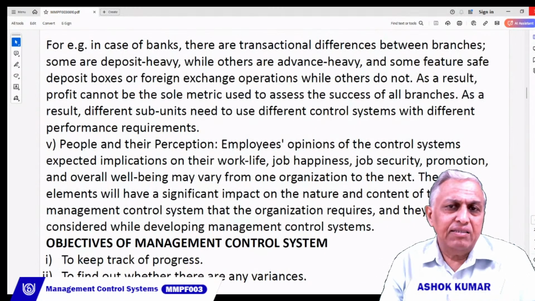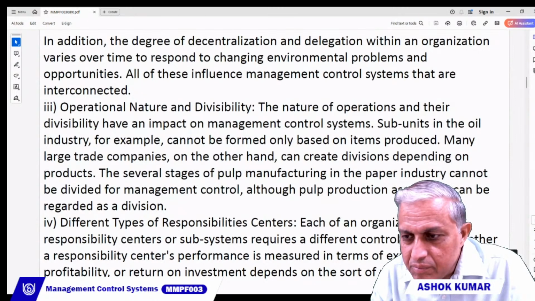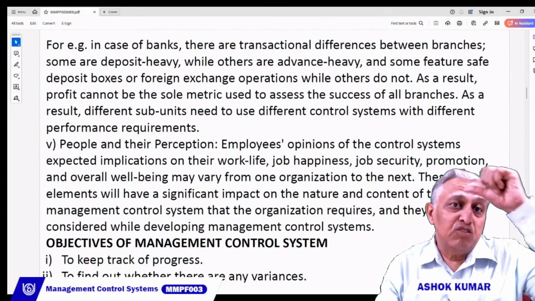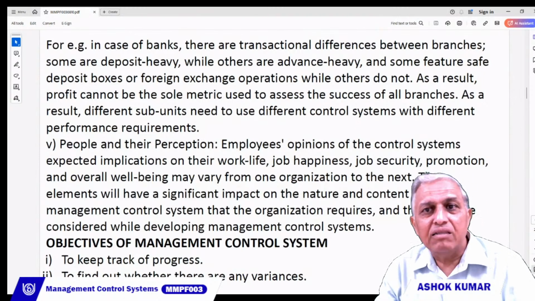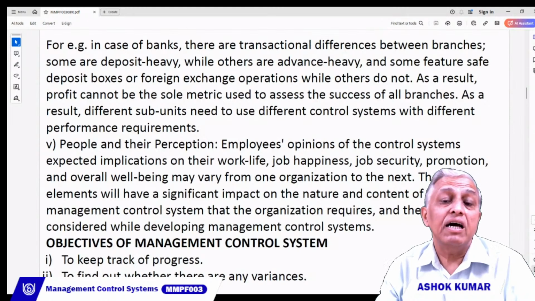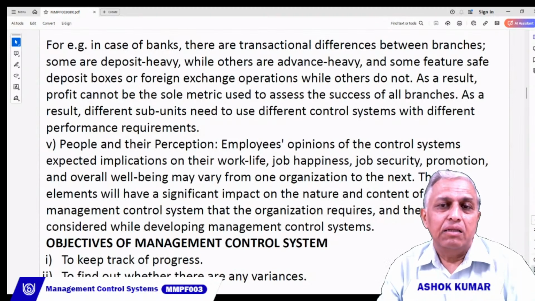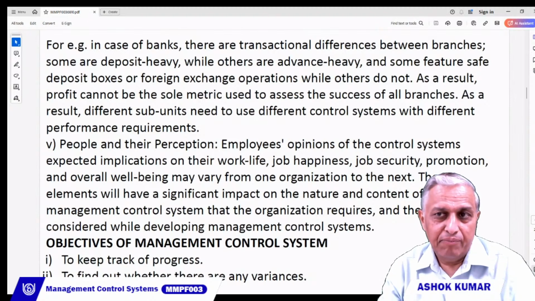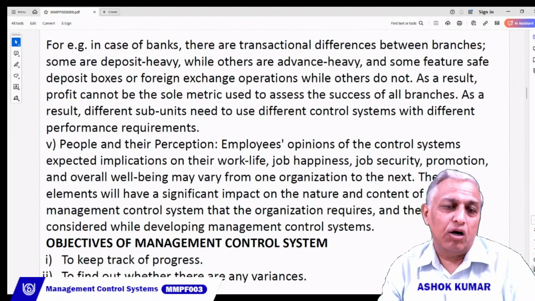For example, in case of banks, there are transactional differences between branches. Some are deposit heavy, while others are advance heavy. In the industrial area, definitely the advances would be more and deposits would be less. Deposits would be there, but their advancement would be more to the industries, so that at least they can earn profits. They can earn interest out of that. And some feature safe deposit boxes or foreign exchange operations, while others do not.